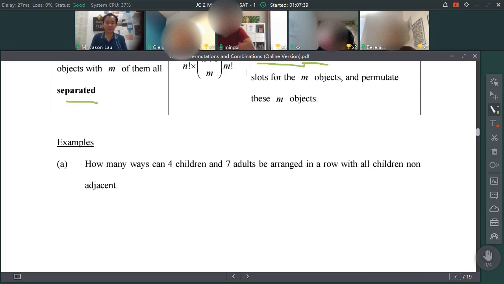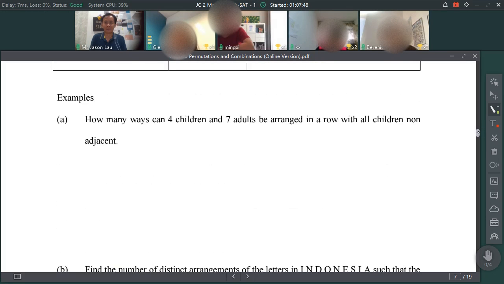How can the 4 children and 7 adults be arranged with all the children non-adjacent? Okay, who wants to try?